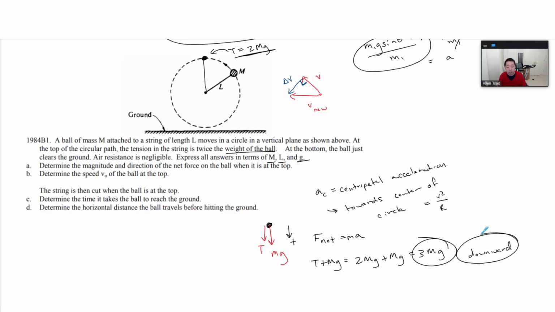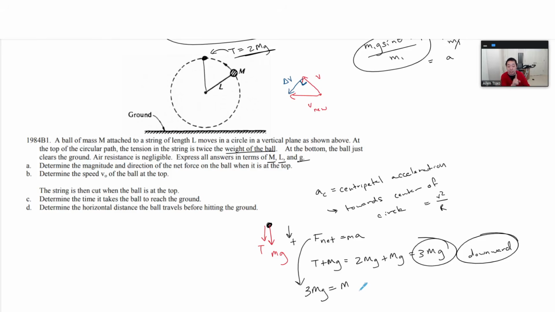Determine the v0 speed at the top. Well, that's just one more step from F net equals ma. If you draw a free body diagram, you almost always are going to do F net equals ma next. Okay? Newton's second law of motion. So net force is 3 mg. Mass of the ball is m.